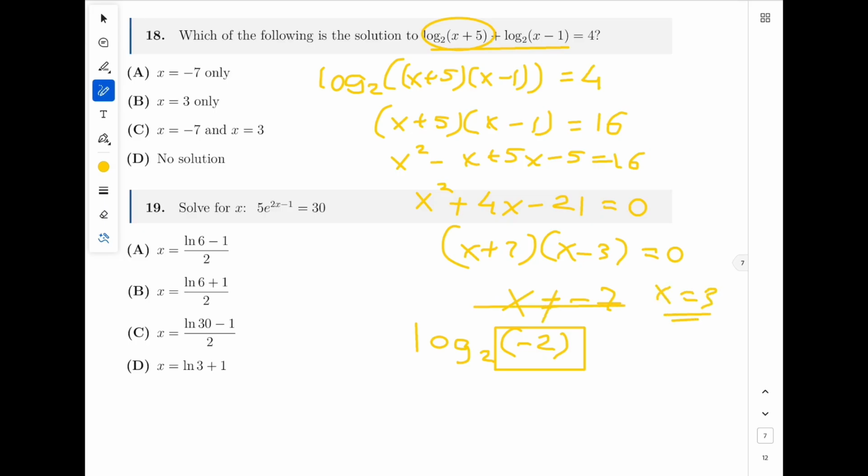You might be tempted to look at option C like, hey, minus 7 and 3 and that's it, but that is not what we're looking for. The correct answer is option B, only 3.